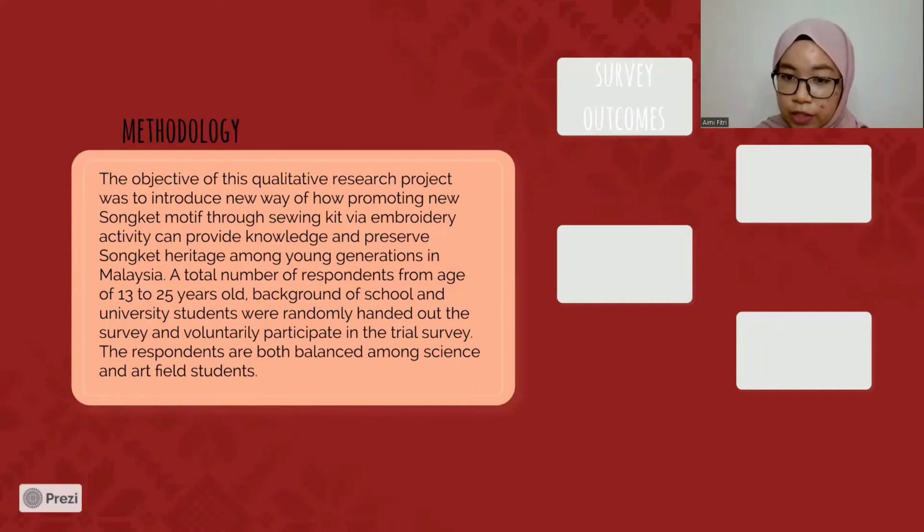There were 5 questions for demographics to see the variation in the target audience: gender, age, education or occupation, location, and race. Then they were asked to answer 10 survey questions, which involved their knowledge of Songket and the motif, and their ability to craft sewing in the cross-stitch method.